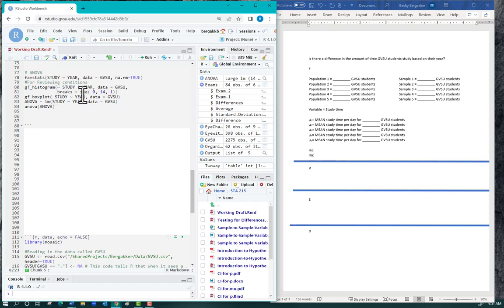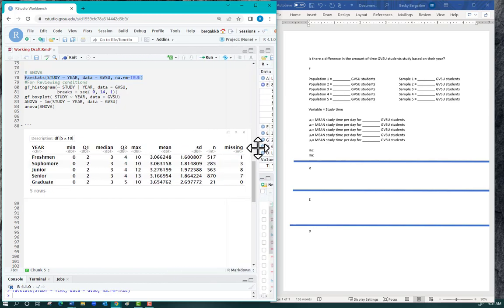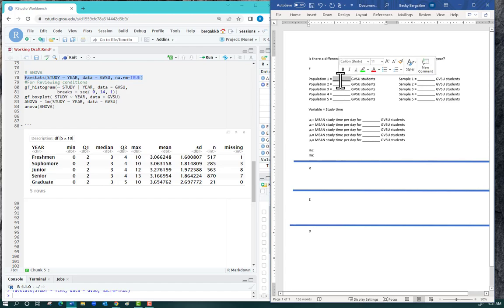So in the beginning, what we have here is just summary stats for the amount of time each year studies. So we have the mean for that group, we have the standard deviation, and then the sample size. So I need to name my populations, and then that will help me to name my samples, and then subsequently my different parameters. So I'm just going to go in order.